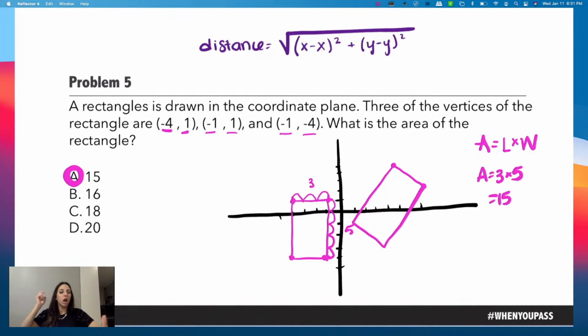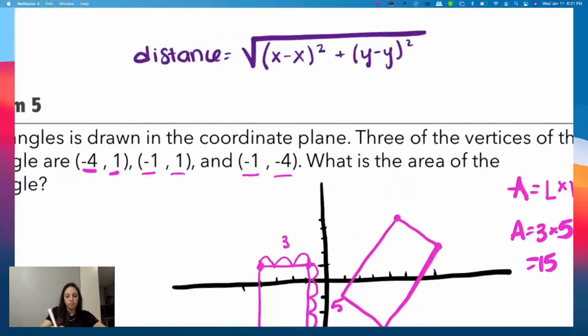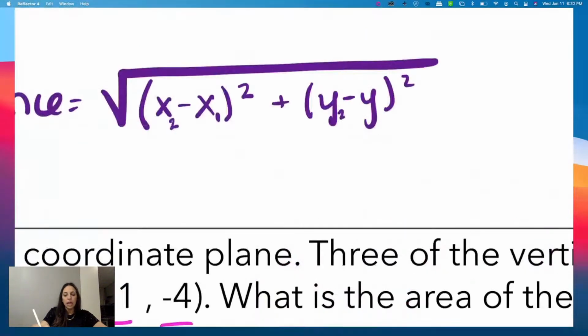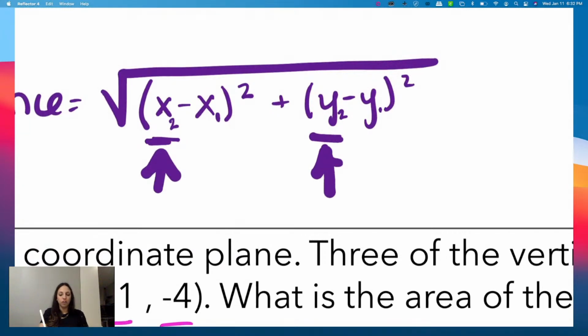Now, you're going to often see this formula written something like this. Does it matter if you do the second x first or the first x first? No, it does not. It's not going to change your answer. However, it will change your answer if you don't do corresponding x's and y's first. So if you do the second x first, you have to do the second y first. Or if you do the first x first, you have to do the first y first. That's the only thing that's saying.